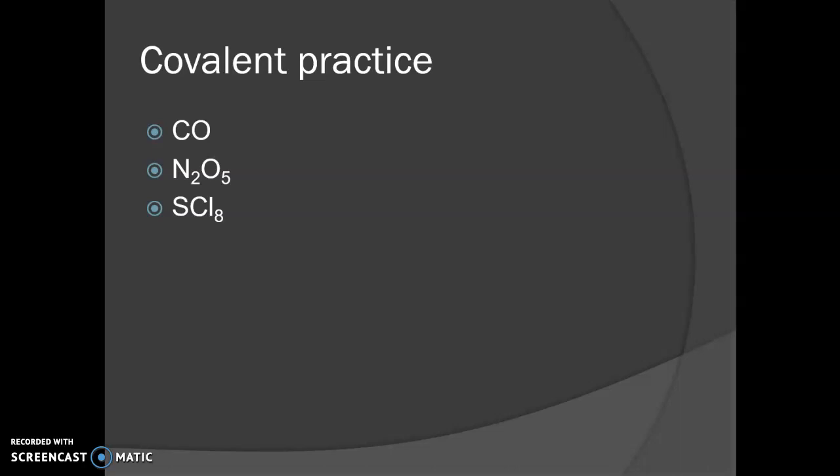So the first one is, like I said, carbon monoxide. Mono means one and there's only one oxygen. You just don't use mono for the first element. The next one is dinitrogen pentoxide. So you do use di for the second one.